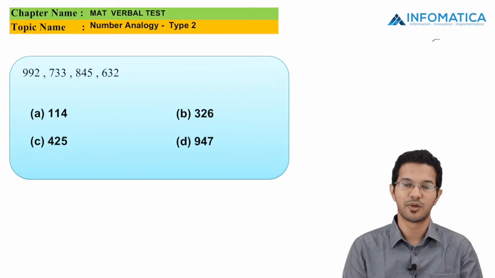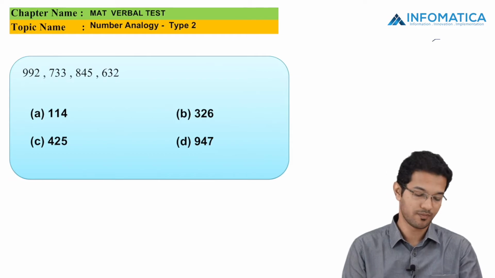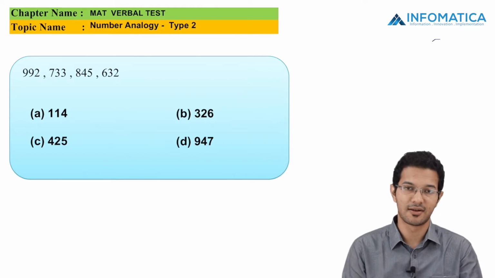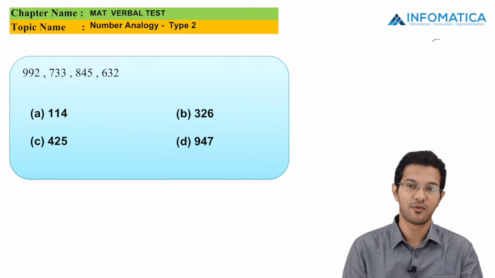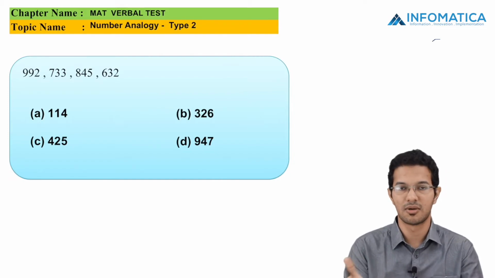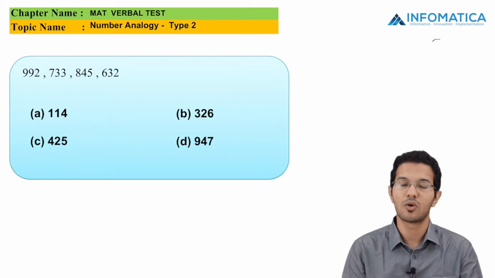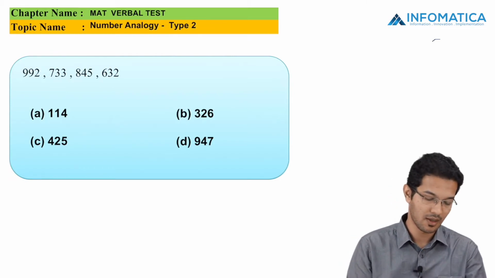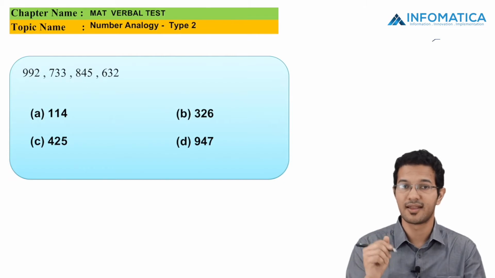चलते हैं नेक्स्ट MCQ की ओर. फर्स्ट नंबर इज 992, सेकेंड इज 733, थर्ड इज 845 एंड फोर्थ इज 632. एज यूजुअल ये बड़े बड़े नंबर्स हैं, तो या तो हम इसमें एडिशन कर सकते हैं या सब्ट्रैक्शन या मल्टीप्लिकेशन. चलिए देखते हैं कौन सा पैटर्न बनता है. फर्स्ट नंबर इज 992.